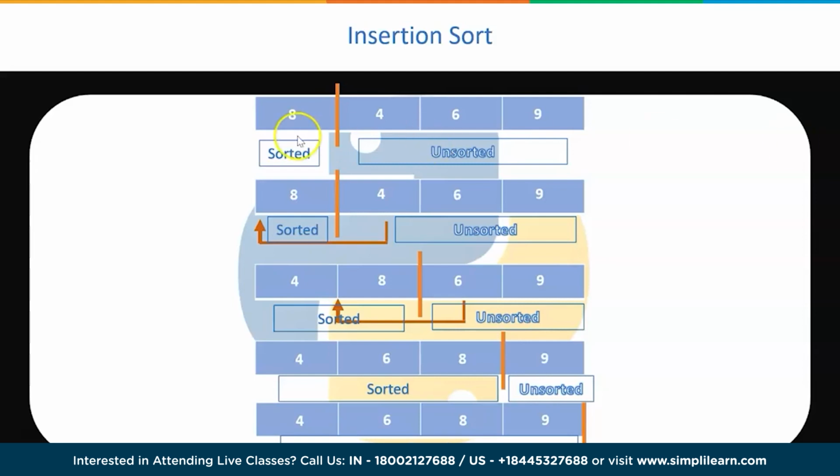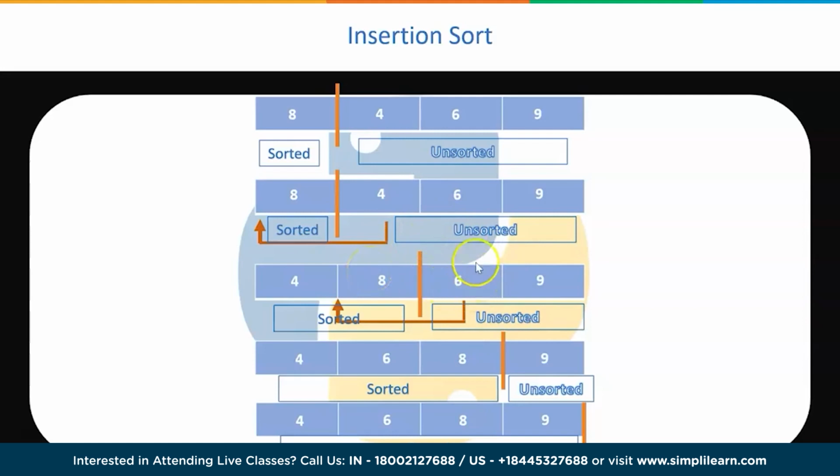So now in our example, our sorted part is 8 and unsorted is 4, 6 and 9. Now in the second iteration, we will compare 4 with 8. Now 4 is smaller than 8. We will put it before 8 and now we have a sorted list of 4 and 8 and an unsorted list of 6 and 9.